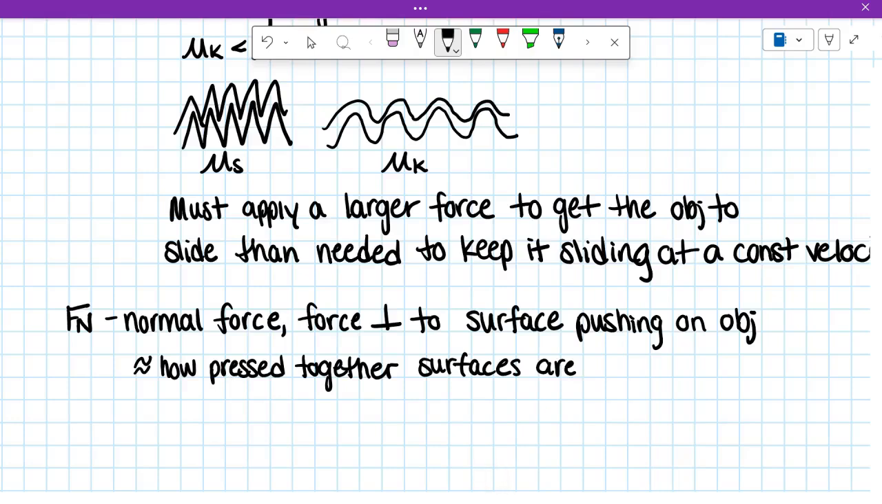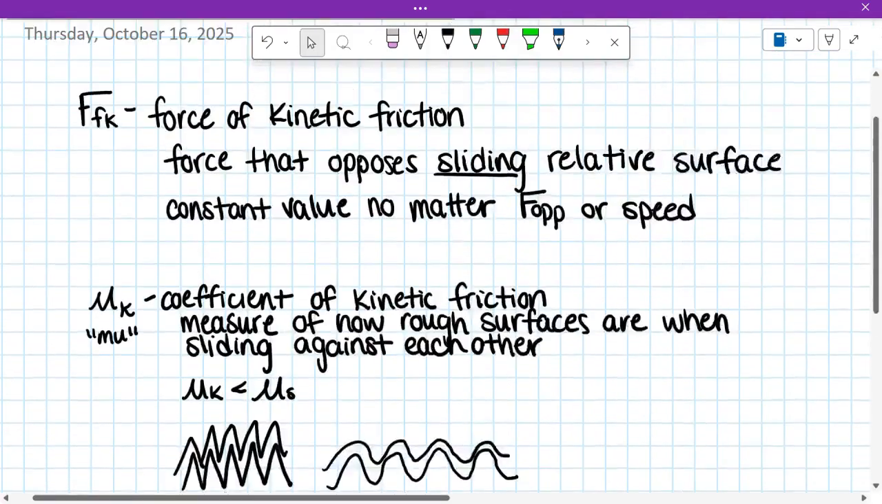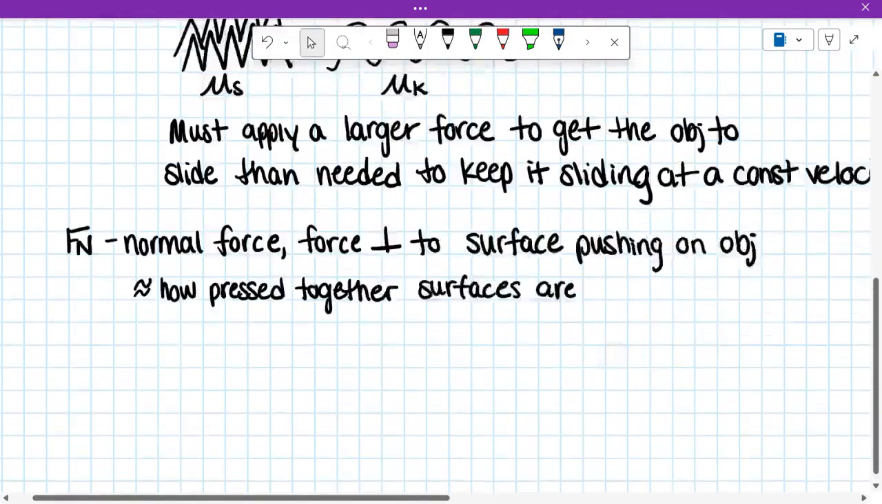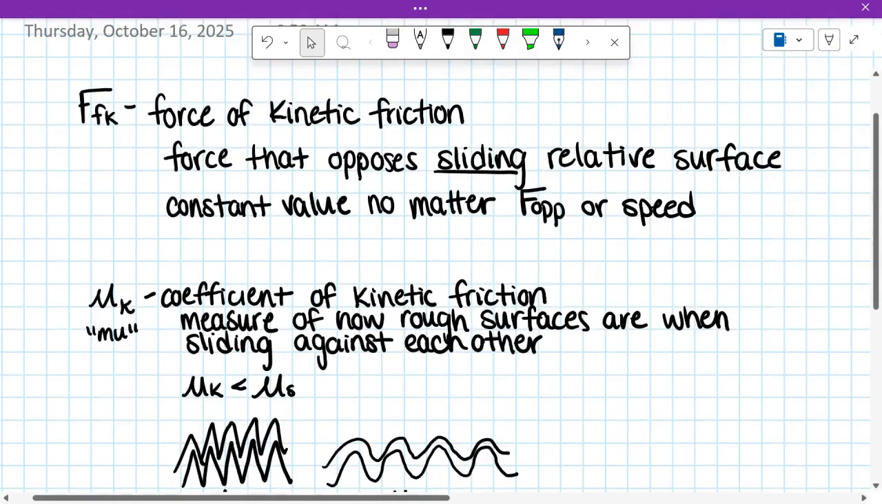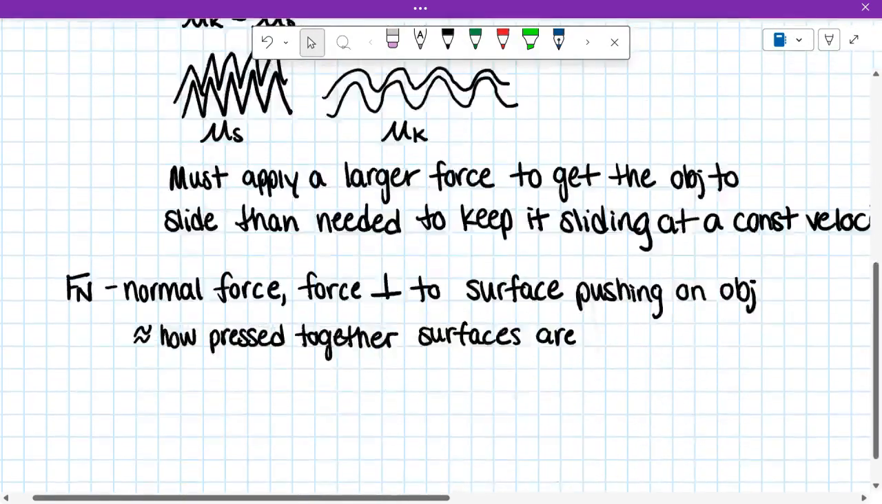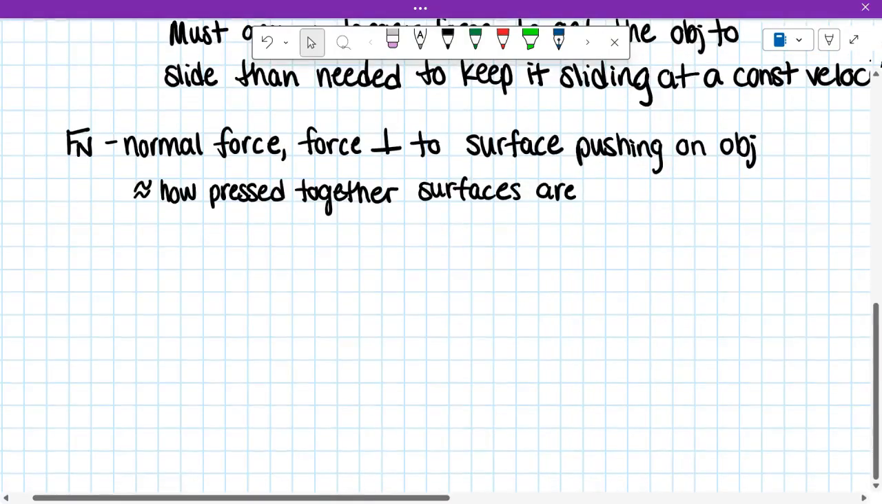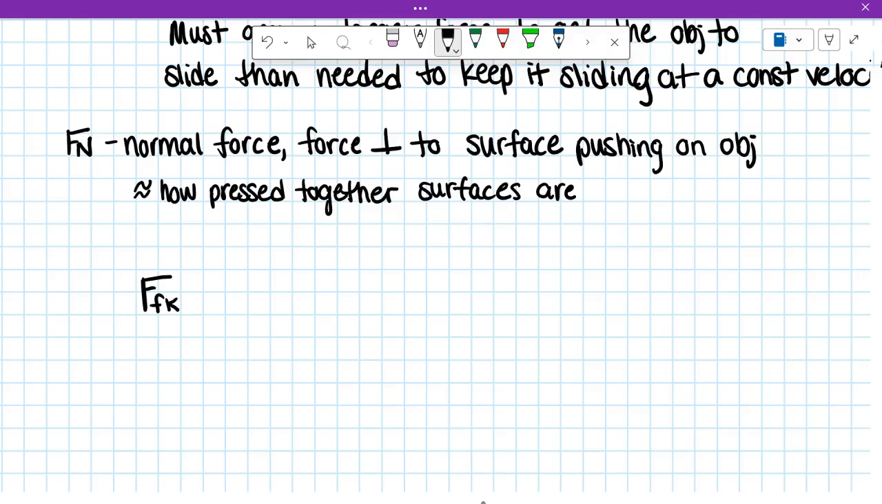Or at a microscopic level, how intertwined are those bumps and ridges? Are they barely intertwined, meaning a low normal force, or are they very intertwined, meaning a high normal force? So those are the three variables that we're going to care about with the force of kinetic friction. And like I said, the force of kinetic friction is a constant value, and therefore the equation is an equation, not an inequality. So the equation is going to be the force of kinetic friction is the coefficient of kinetic friction times the normal force.